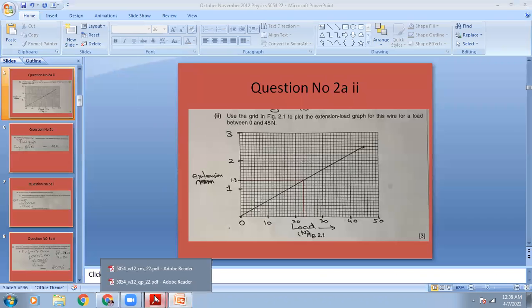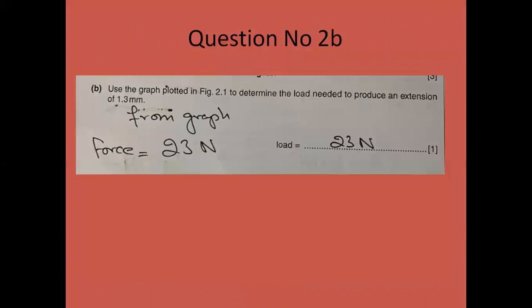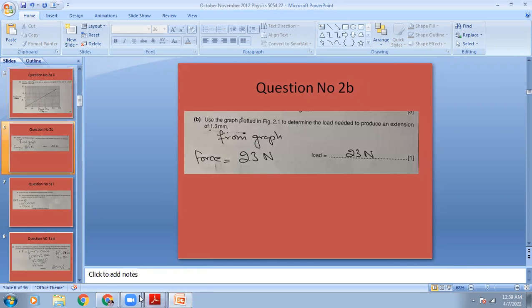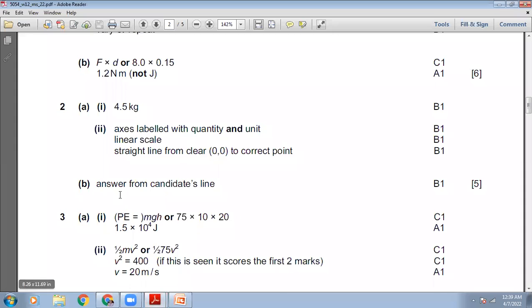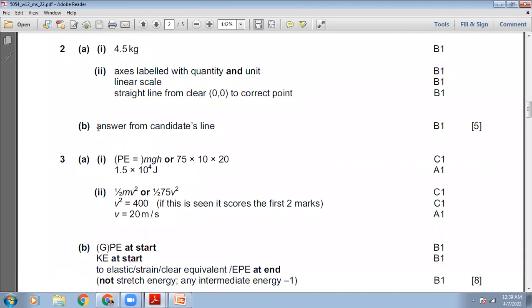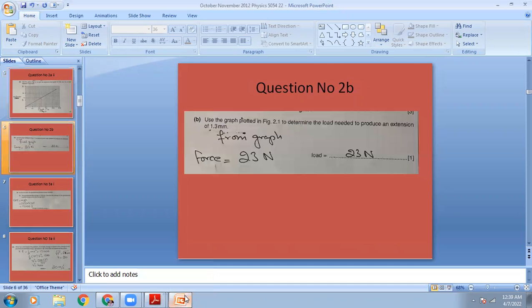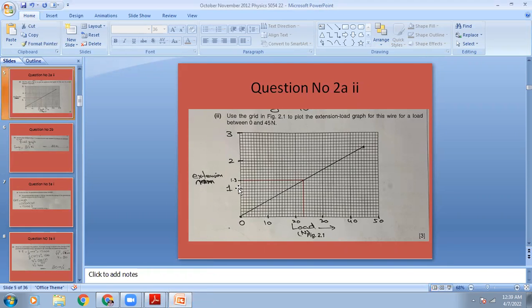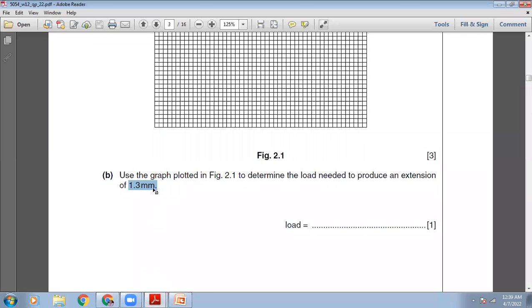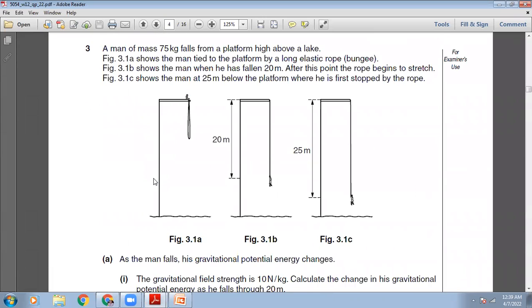So let's have a look at the marking scheme. Let me show you my answer. 23 Newton. So this is our answer. So 23 Newton is the answer. So let's have a look at what the marking scheme has to say. Answer from the candidate's line. So I think our answer looks right. Okay, 23 Newton. Okay, so let's move to the next part.